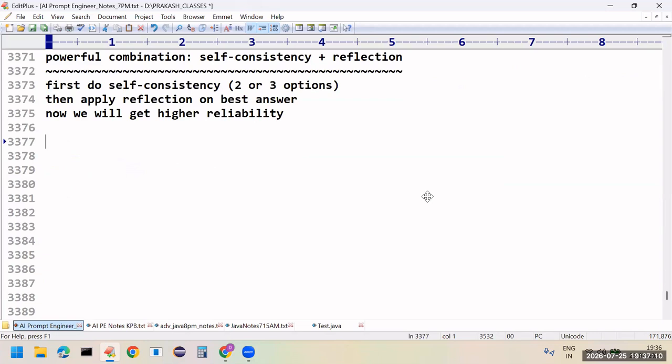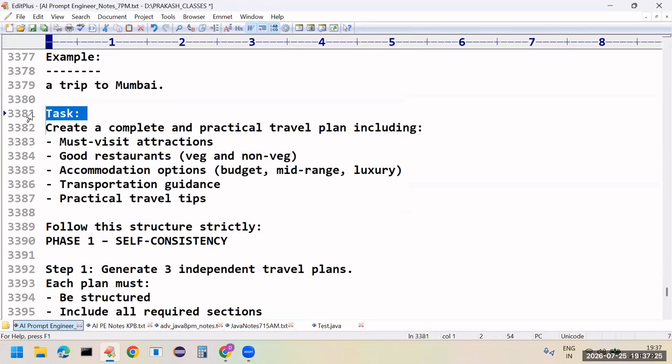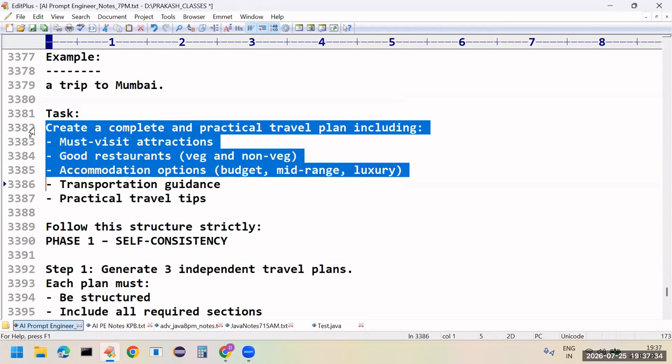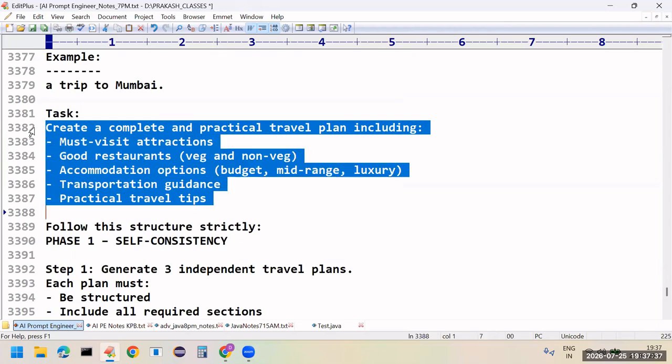Now observe. I am going to take the same Mumbai travel plan, but this is very important, friends. Please listen carefully. So what is the prompt I have here? Trip to Mumbai. What is the task? Create a complete practical travel plan, including must-visit attractions, good restaurants, accommodation, transportation guide, and practical travel tips. So this is my task. I want to go to Mumbai. Task is clear, right? Yes.